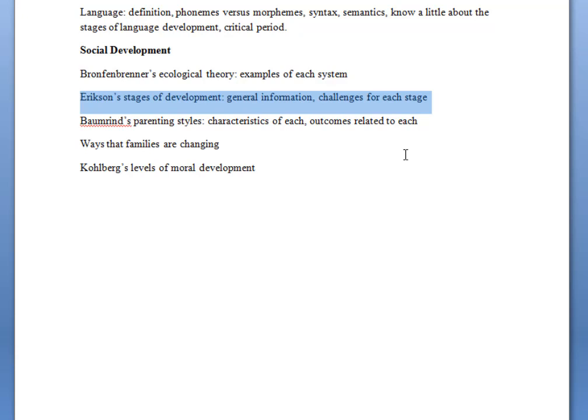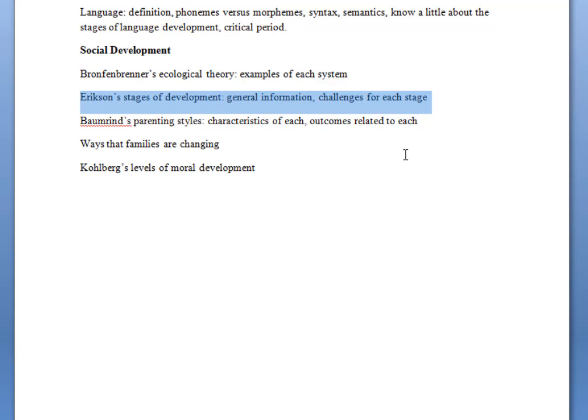But the basic idea was that Erickson says you have a challenge or a crisis that you face in each stage, and if you are able to be successful, then you gain resiliency to take with you to the next stage. However, if you struggle in a particular stage, then that will maybe set you up for a difficult time in future stages as well.